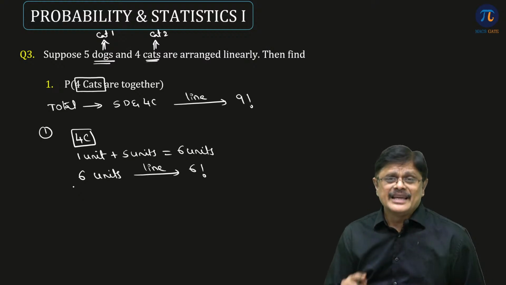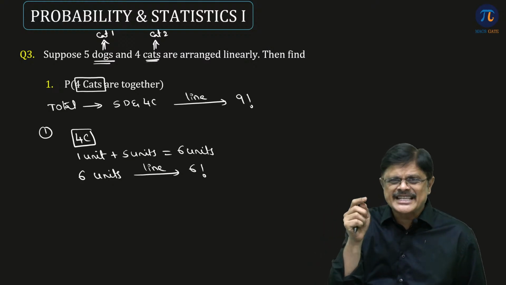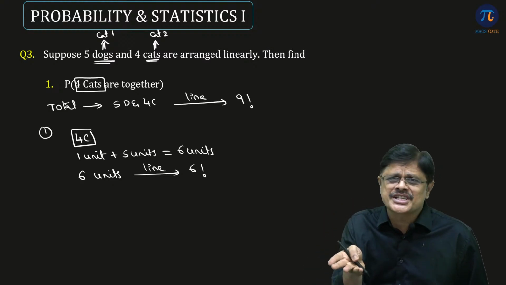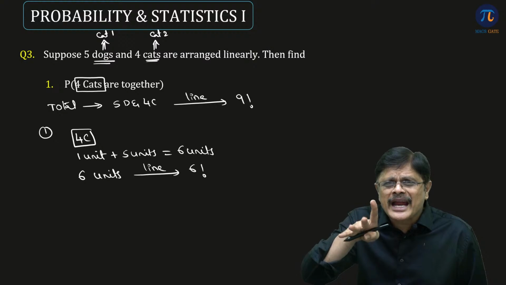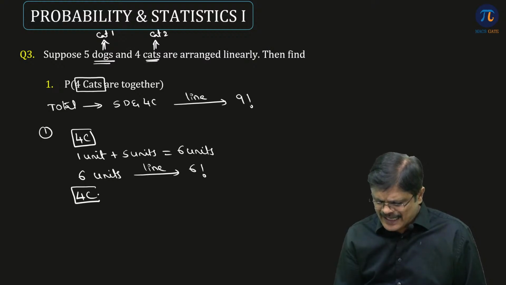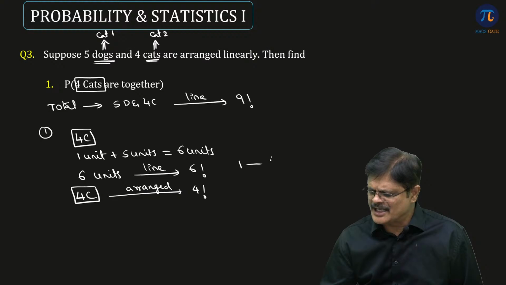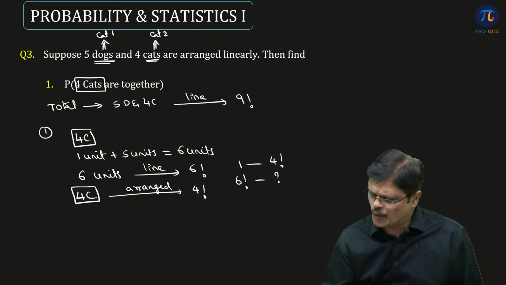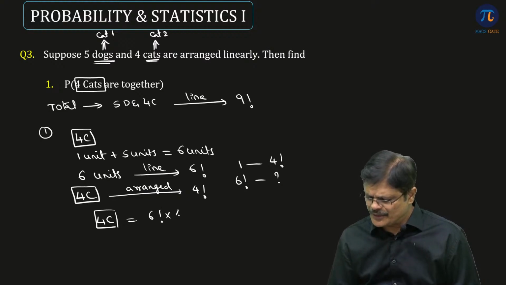And for each of these 6 factorial arrangements, the 4 cats are there, but there is no restriction on which cat should be first or which should be second. So for each arrangement, the 4 cats can be arranged among themselves in how many ways? 4 factorial. For 6 factorial arrangements, how many arrangements should there be? 6 factorial into 4 factorial. So the number of arrangements in which the 4 cats are together is 6 factorial into 4 factorial.